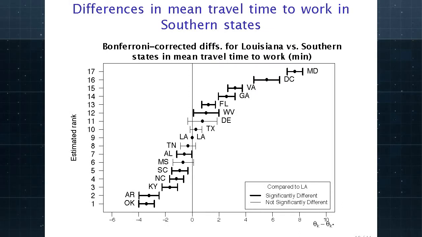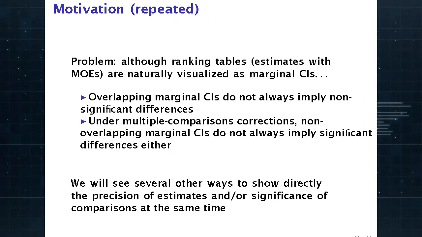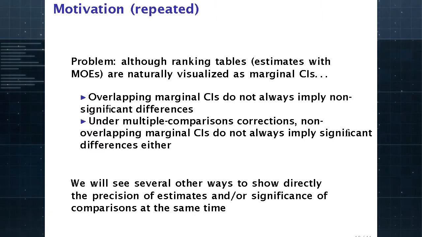So this is one type of visualization that we could use to address the issue that just showing the marginal confidence intervals doesn't always lead to the right answer. Again, just a recap of the motivation as we discussed at the start of the talk. Having overlap of the marginal confidence intervals doesn't necessarily mean that things are not significantly different. Having non-overlap also doesn't necessarily mean that they are significantly different. So we're going to try and visualize these things directly.